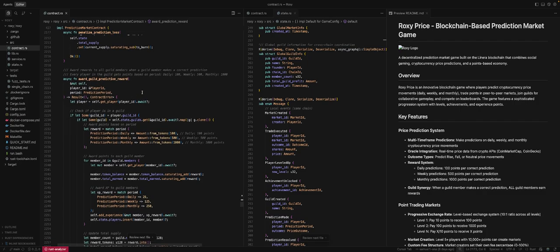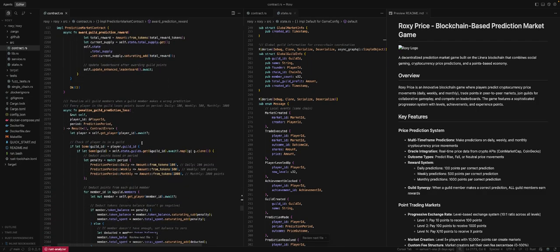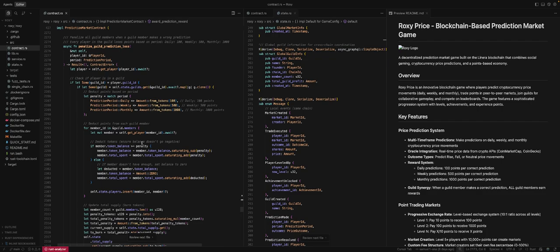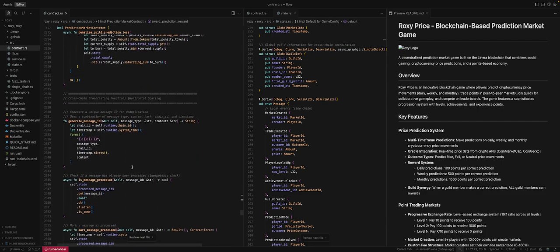So whenever you come into the market as a group, we are also going to reward you all together. If you predict daily, you're going to have 100 points each. If you predict weekly, you're going to have 500 points each. Monthly, 1000 points each. And there's also a penalty for guild prediction loss. You're going to lose 100, 500, and 1000 respectively for the time frames daily, weekly, and monthly. So this is basically where I handle the cross-chain broadcasting functions.